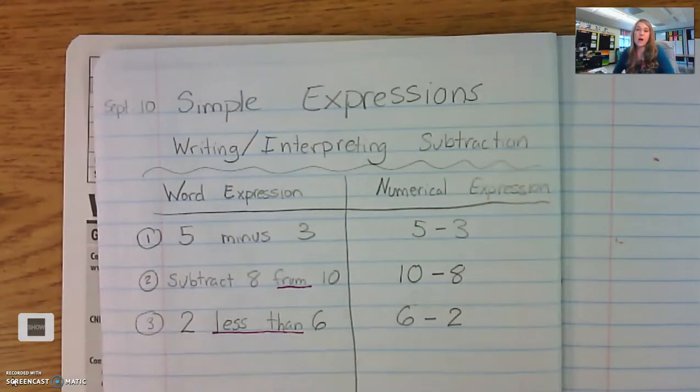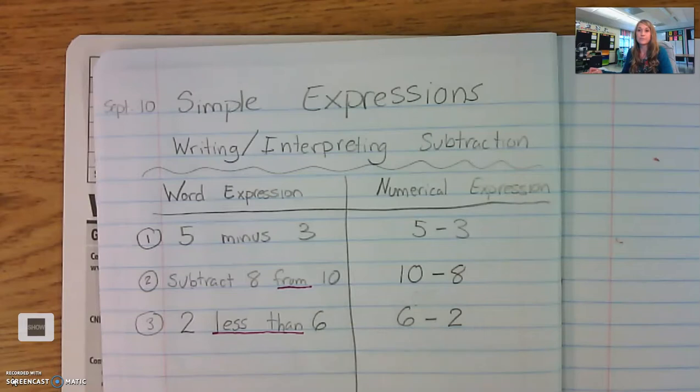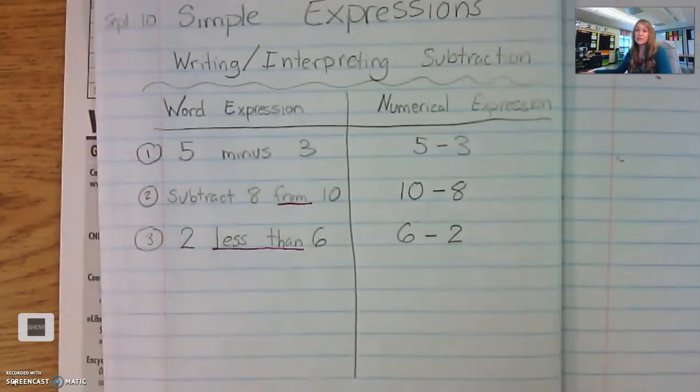Because think about it logically. What's 2 less than 6? Like, if you had $6 and I had 2 less dollars than you, what would I have? I would have $4. Well, that's 6 minus 2. So when we say 2 less than 6, what we mean is this equation. Are you starting to understand? Do you see how subtraction can be a little bit tricky?